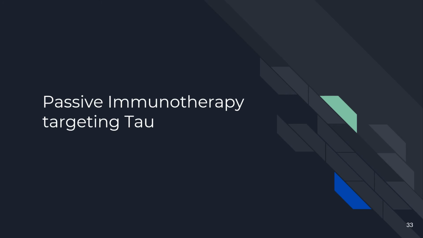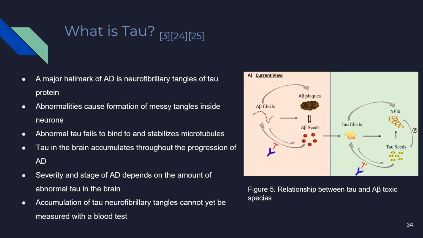Next, I'll be focusing on passive immunotherapy targeting Tau. A major hallmark of AD is neurofibrillary tangles of Tau protein, which was discovered in 1998 by Brae and others, and they are found primarily in neurons.